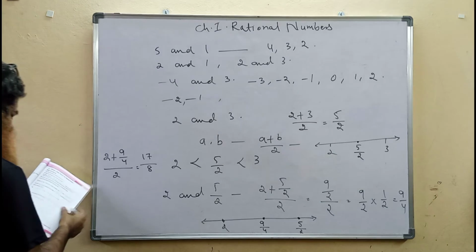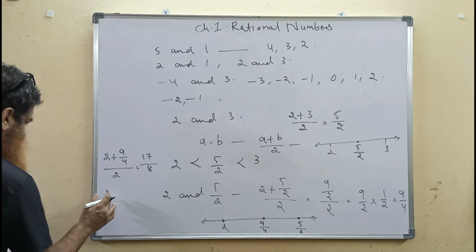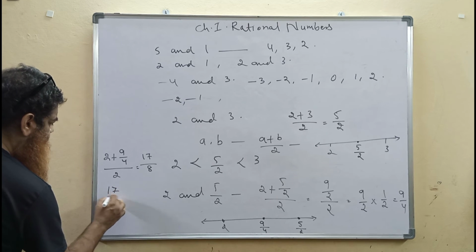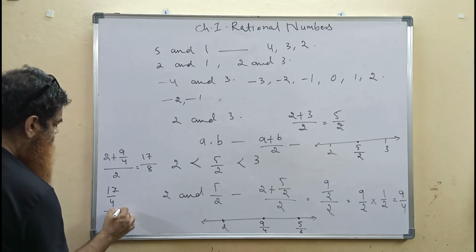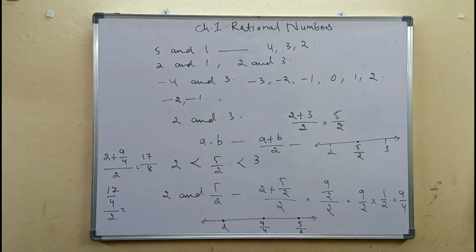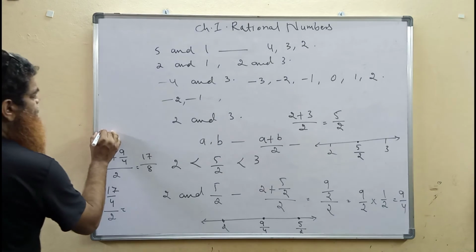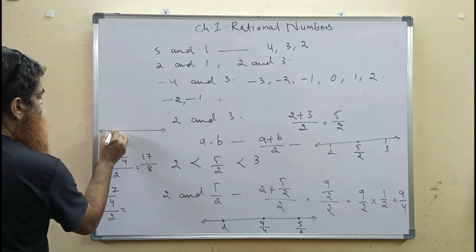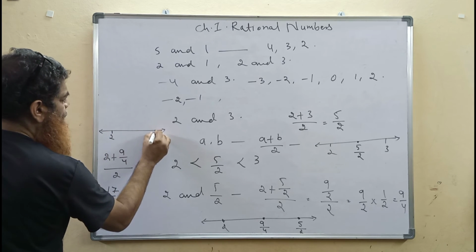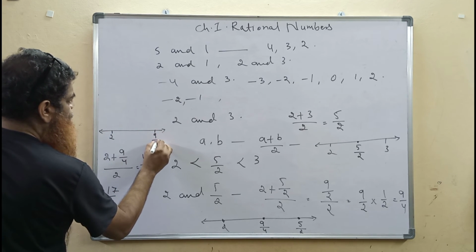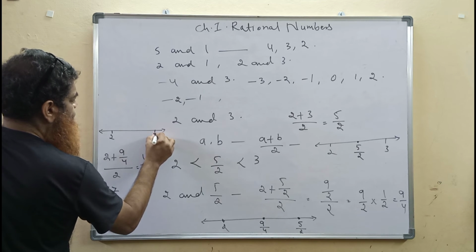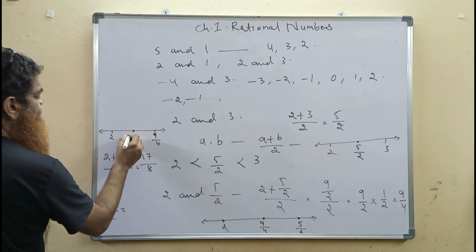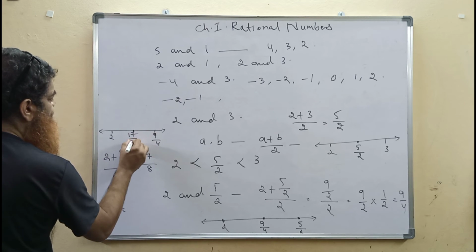That is, we have seen here 17 by 4 divided by 2, which is equal to 17 by 8. If we have a number line, here we have 2 and here we have 9 by 4. In between, in the center, exactly away from 2 and 9 by 4, lies 17 by 8.